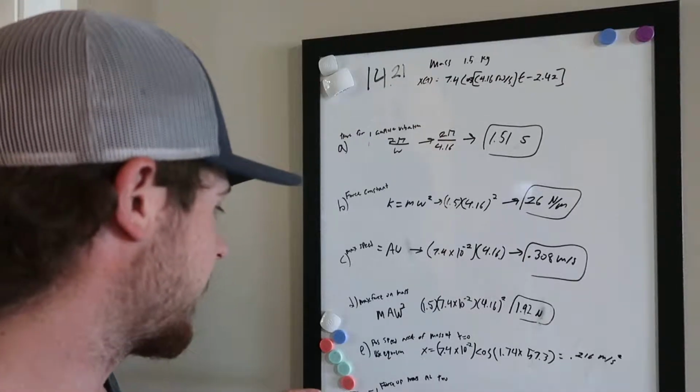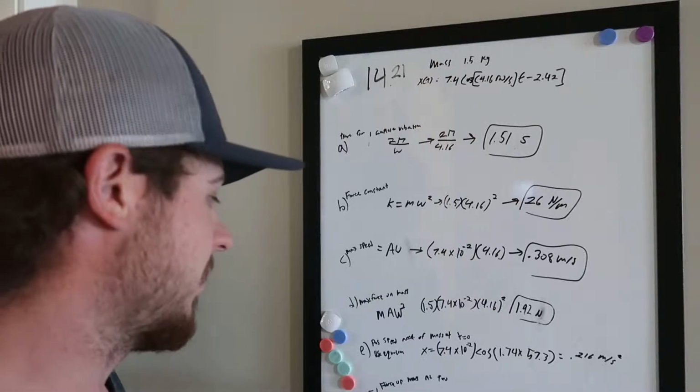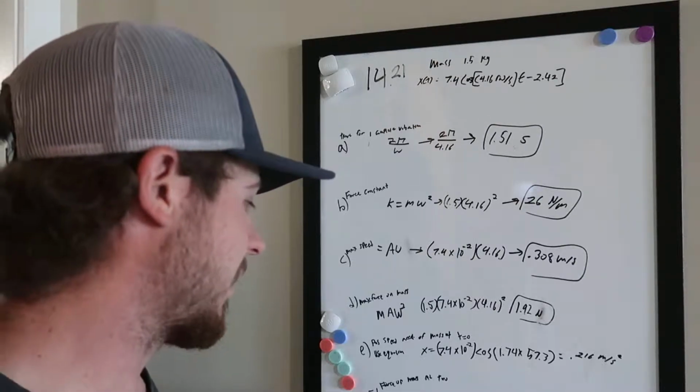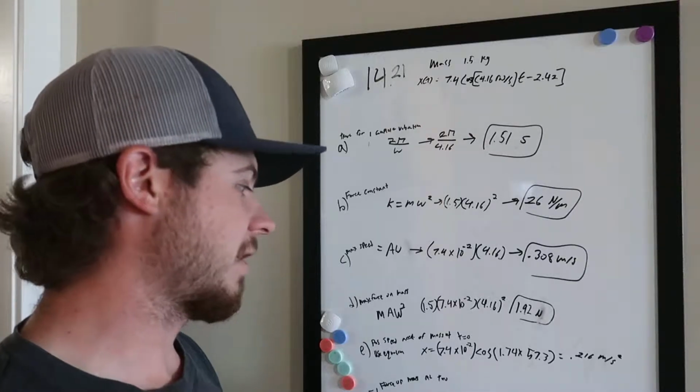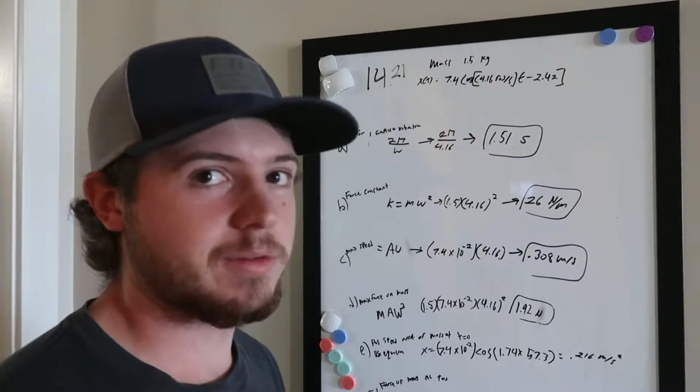And then our force on the mass at that time of 0 is just going to be equal to mass times acceleration, so that's 1.5 multiplied by 0.216, and that's going to be 0.324 newtons.